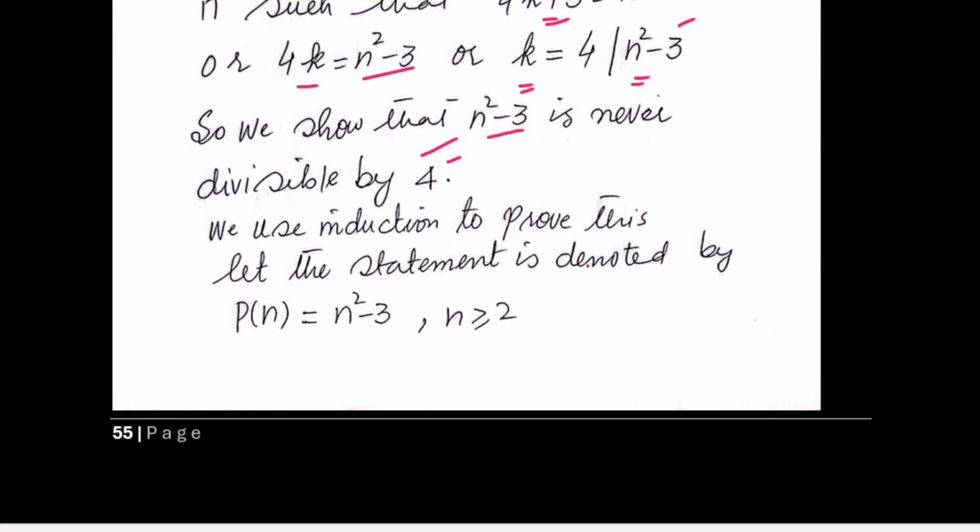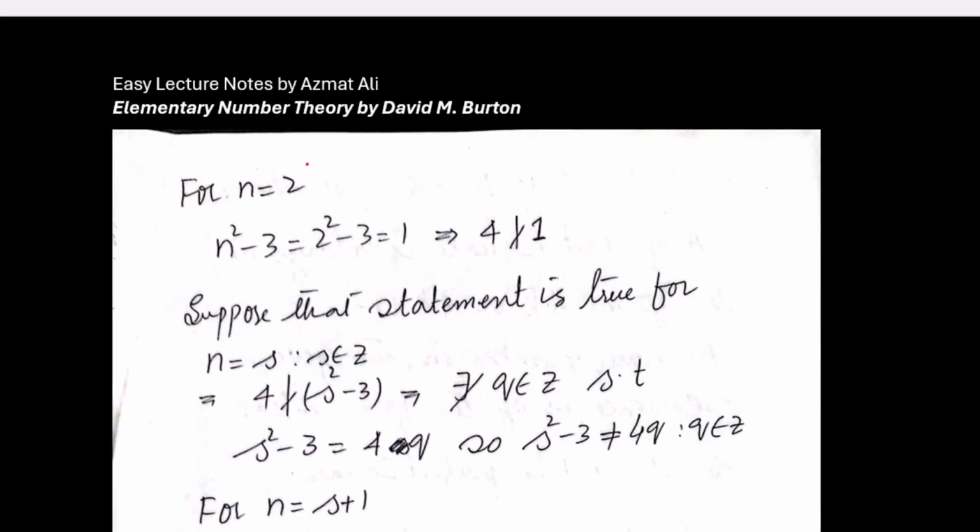Let us suppose that the statement is denoted by P(n), which is n square minus 3, where n is greater than or equal to 2. For n equal to 2, we have 2 square minus 3, which is equal to 1. This shows that 4 does not divide 1. This vertical line shows divisibility, divides, and this shows does not divide.